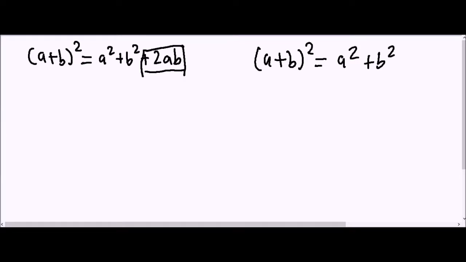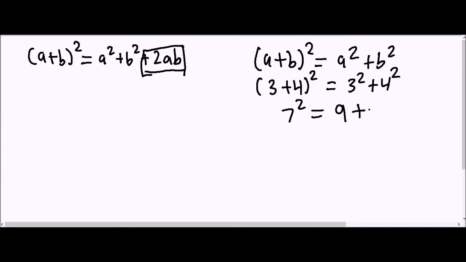That is the question. So let's explore this first using some numbers. What if we had (3 plus 4) squared? Would that be equal to 3 squared plus 4 squared? Well, let's see. 3 plus 4 is 7. 7 squared would have to equal 3 squared, which is 9, plus 4 squared, which is 16. 7 squared is 49. And that definitely does not equal 9 plus 16, which would be 25.